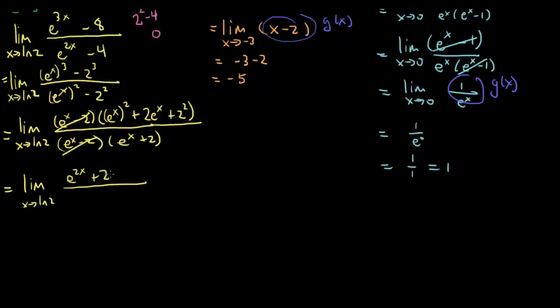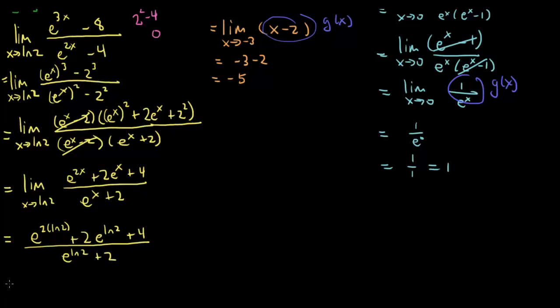e^(2x) + 2e^x + 4 over e^x + 2. Now we can use direct substitution because this denominator is not going to be 0, because it's e raised to a positive power plus 2. So there's no worry here about getting a 0 on the denominator, and we can say via direct substitution that this is e^(2 ln 2) + 2e^(ln 2) + 4 over e^(ln 2) + 2.